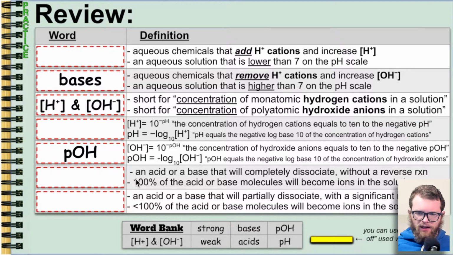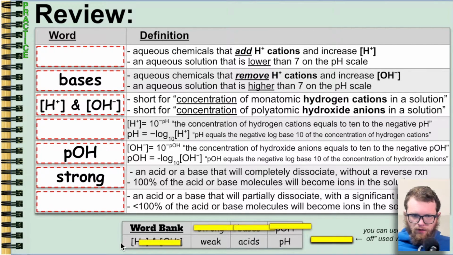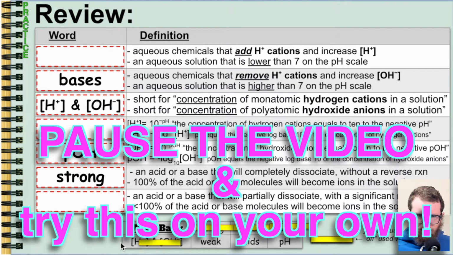And an acid or a base that will completely dissociate, 100% of the molecules dissociate, that is a strong acid or base. So we used pOH, we used bases, we used strong, and we used the concentration of H+ and OH-. You can figure out where the other 3 go using the comparisons with the words that are already there. Pause the video now and finish that.